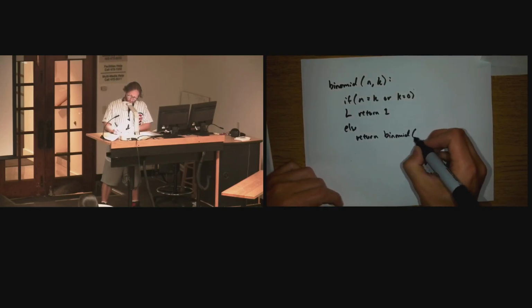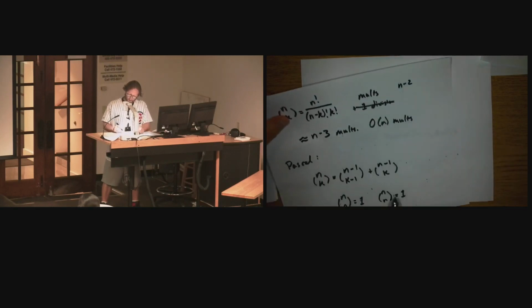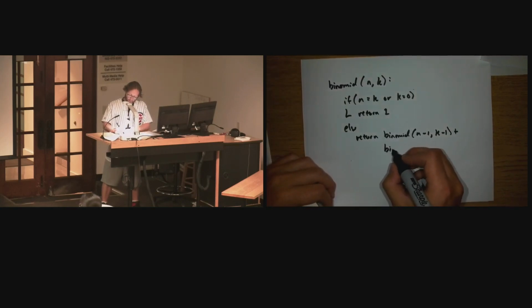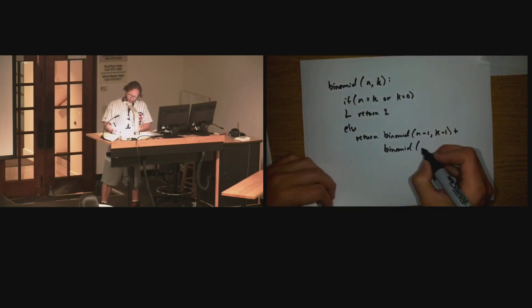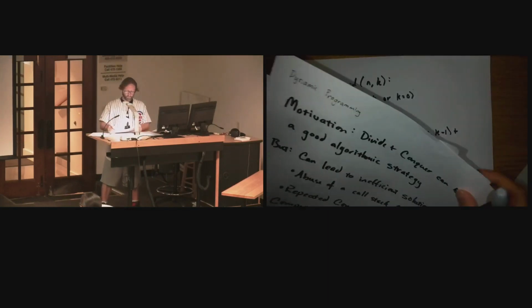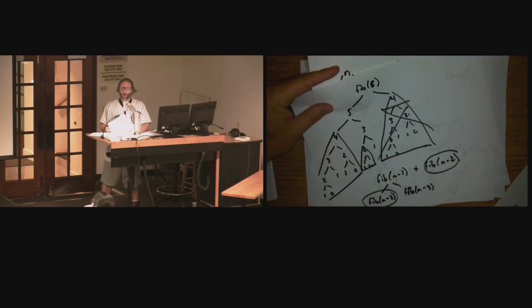Binomial of n minus 1 comma k minus 1 plus... there's my proposed solution. What do you think it's going to look like if I drew this? Let's go. A giant tree, where there's a lot of repeat.